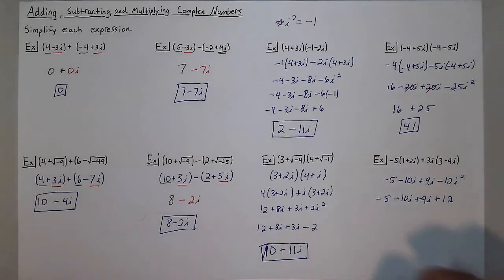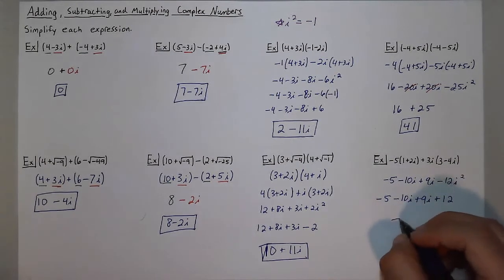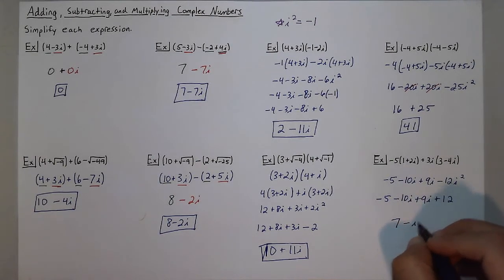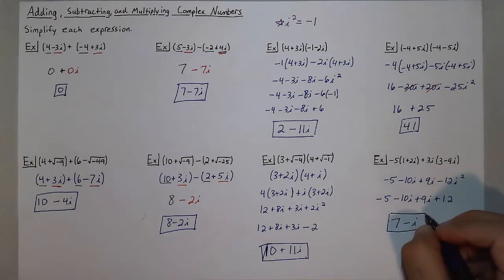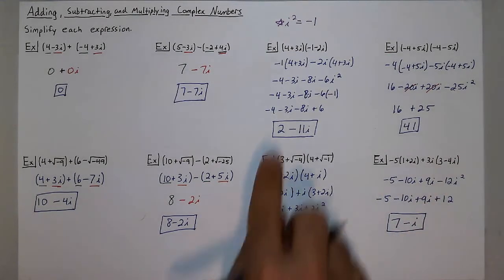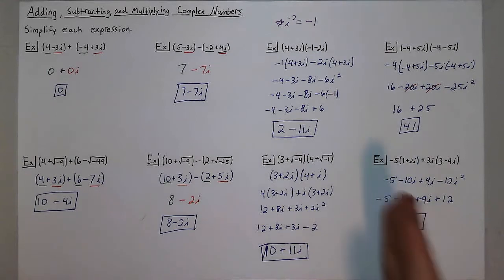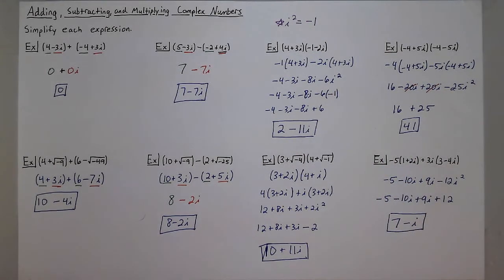Again, combine your real parts first, so 7. And then negative 10i plus 9i is negative 1i, giving me 7 minus i. And by the way, me putting the real part first is just the proper way to write complex numbers. You always write your real part and then your imaginary part. And that is how you add, subtract, and multiply complex numbers.